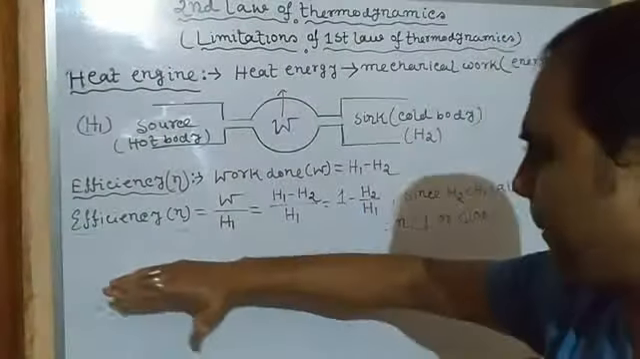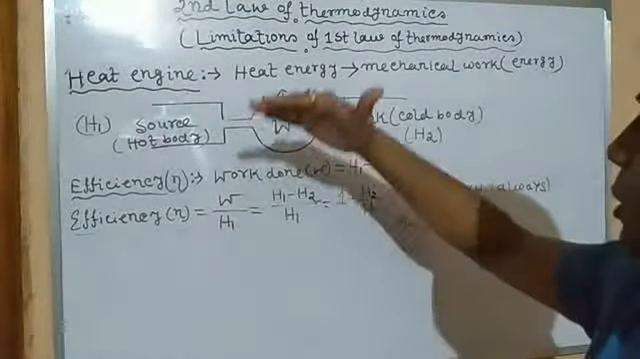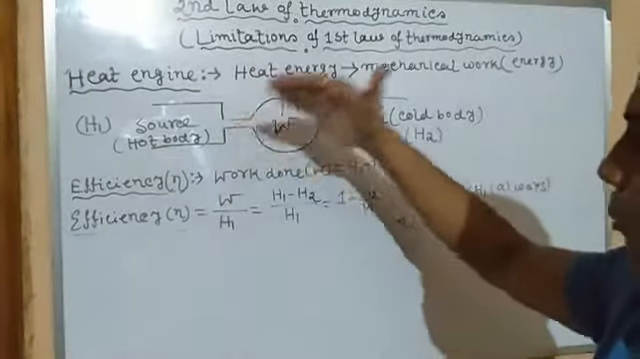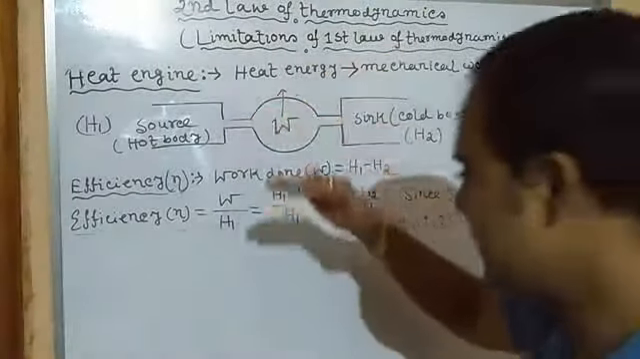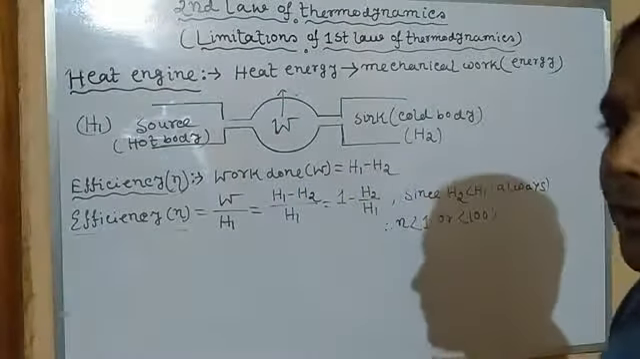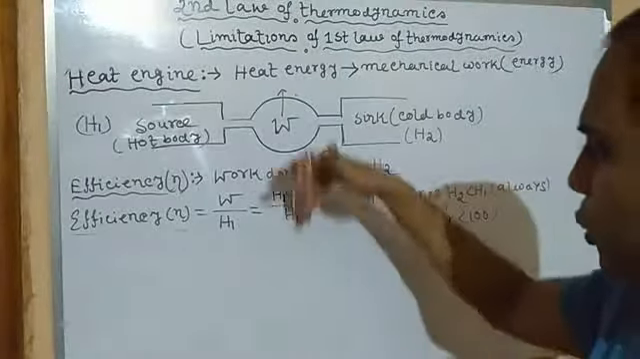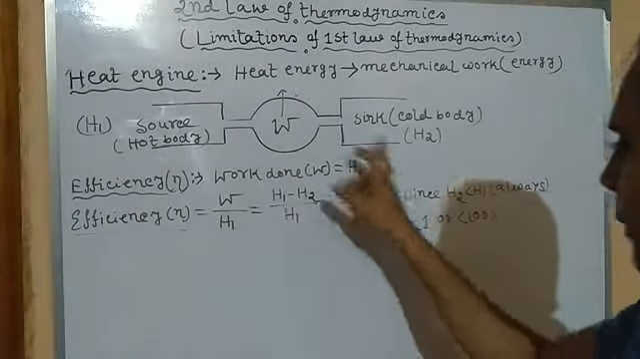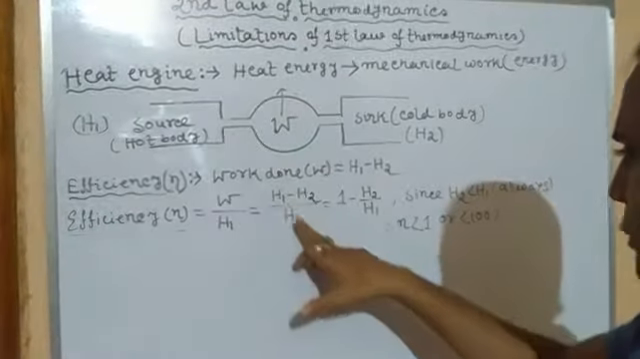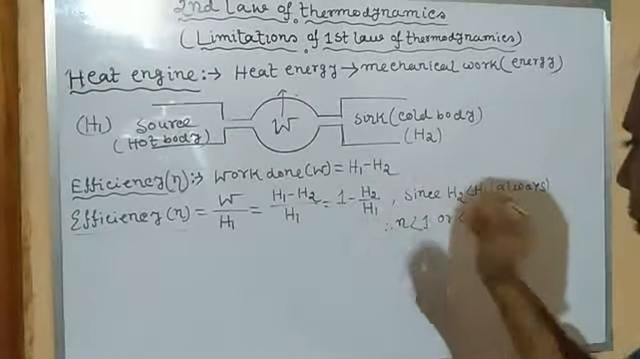What is the efficiency? Efficiency is generally measured by the ratio of the amount of work done by the working substance divided by the amount of heat it is given, that is the input from the source. So total work done divided by input heat energy. So efficiency is equal to H1 minus H2 divided by H1. Through calculation, we can write this as 1 minus H2 by H1.